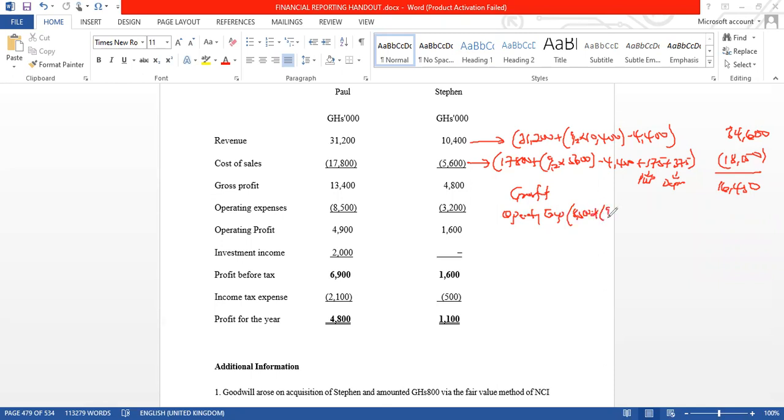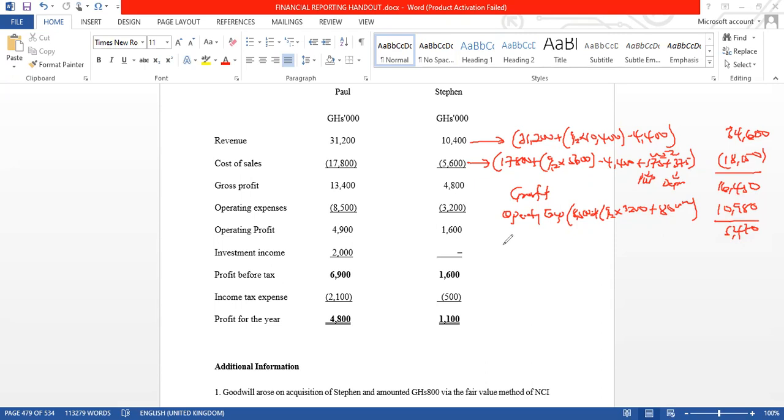plus, into bracket, 9/12 multiplied by what? 3,200 plus what? The impairment we were asked to bring here from workings 2. All these things were from workings 2. You need to show them as such. So what do we have? 10,980. So what is our operating profit? So we have here 5,470. So that is it, operating profit.